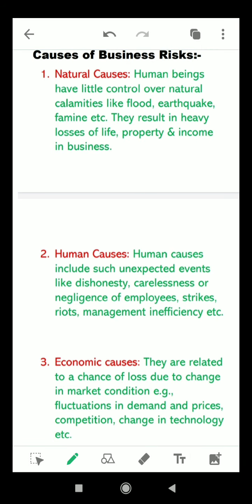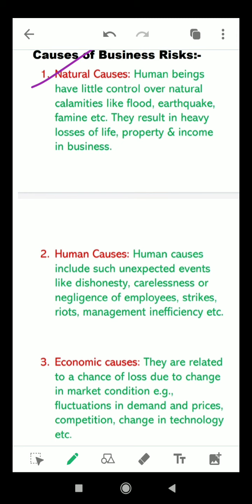Then causes of business risks. That means what are the causes of business risks? So business risks arise from a variety of reasons which may be classified as follows. Number 1 is natural risk. So human beings have little control over natural calamities like flood, earthquake, famine, etc. So they result in heavy losses of life, property and income in business.